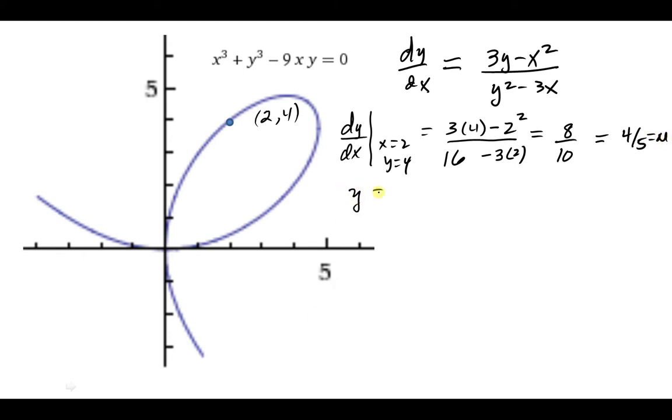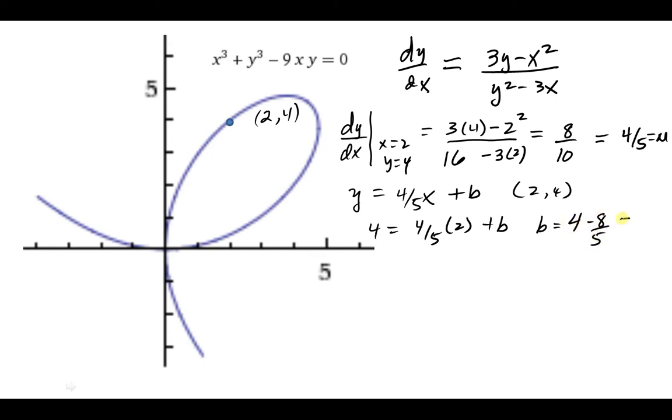So y is equal to 4/5 x plus b, and we need to plug in 2 and 4, and when we do that we get 4 equals 4/5 times 2 plus b. So b is equal to 4 minus 8/5, which is 12/5. So the equation of the tangent line is y equals 4/5 x plus 12/5. And that would be this line right here.